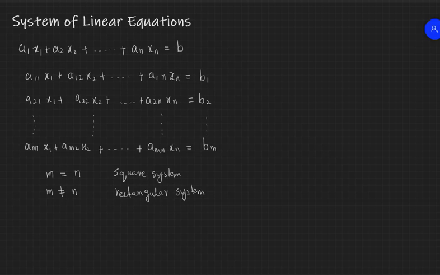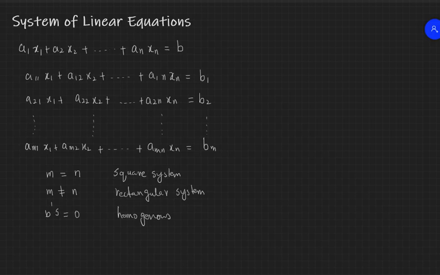Moreover, if all of the numbers on the right hand side, b1, b2, b3 up to bm, are all 0, then the system is called a homogeneous system. If at least one of these b's is non-zero, then the system is not called homogeneous, it is called a non-homogeneous system.